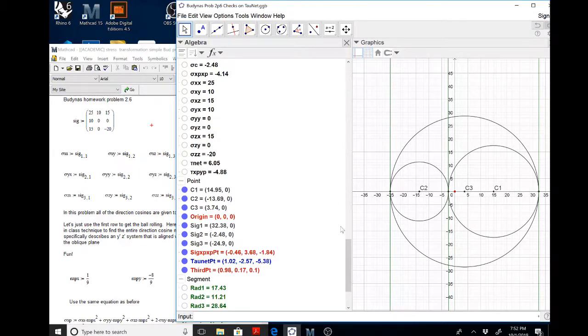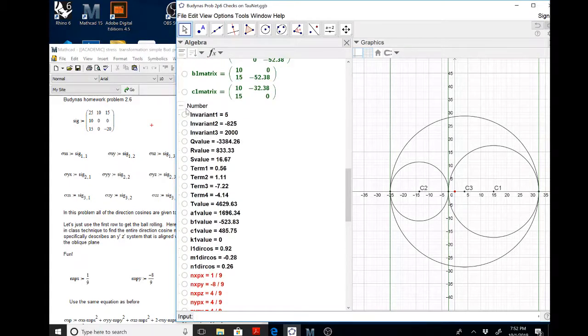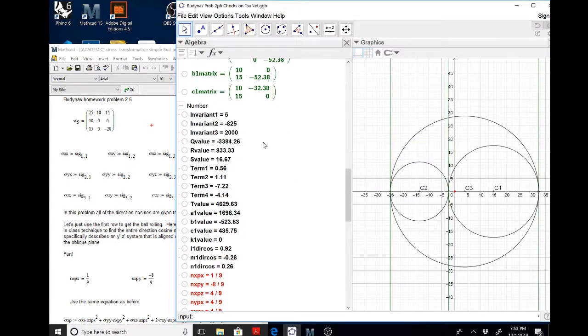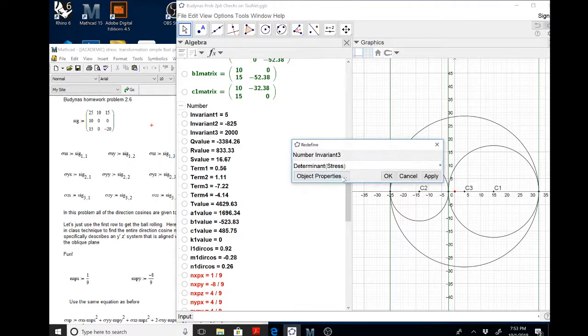All right, and then we got the invariants here, so you could test that. Your invariant 1 is 5, invariant 2 is minus 825. That's just this kind of repeating pattern, which is quite beautiful. XY, XZ, YZ. See how that works? There's always these cyclic patterns, IJK. Invariant 3 is the determinant of the stress matrix.